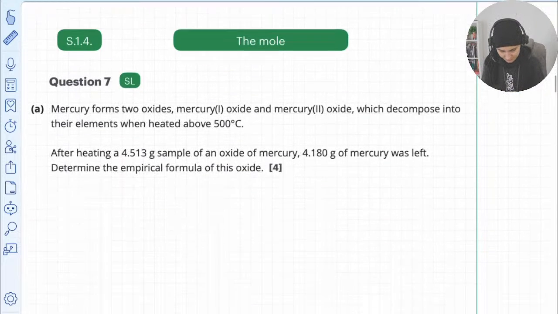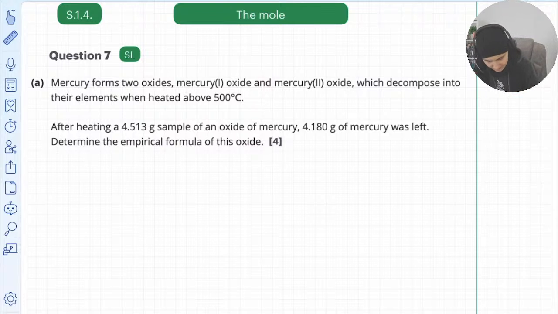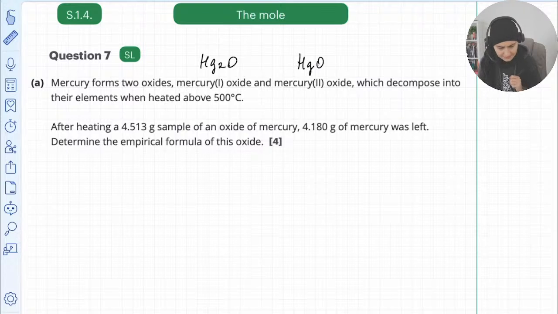C. Next one. Right, now open response questions. Mercury forms two oxides: mercury(I) oxide, that's Hg2O, and mercury(II) oxide. I'm always writing the formulas because that's easier to read. The 1 and 2 show the oxidation states on the metal, so this one is +1, this is +2. Oxygen in oxides is -2. They decompose into their elements when heated above 500 Celsius.